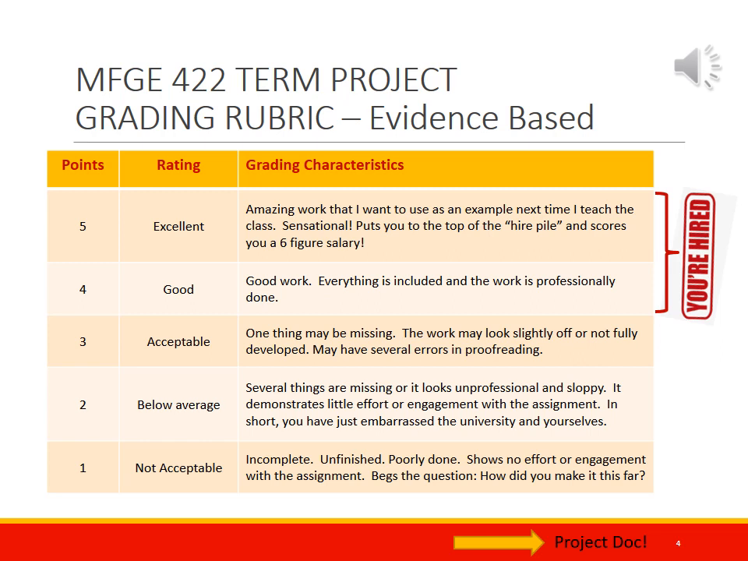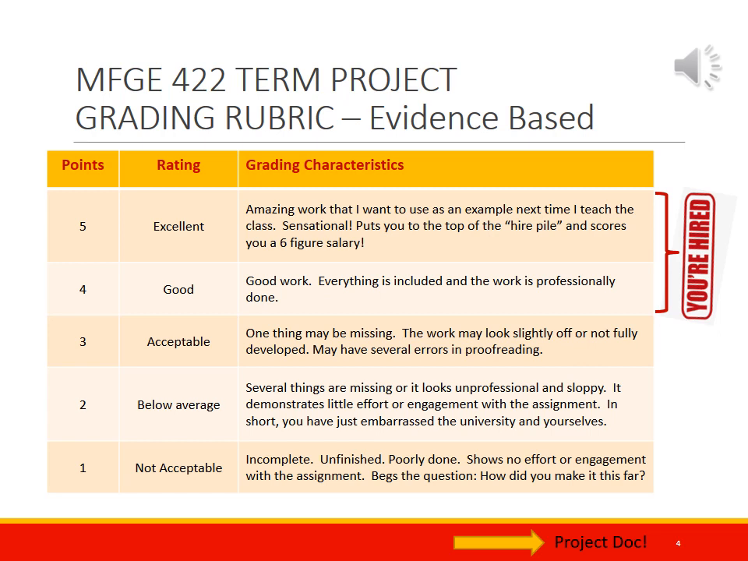Incomplete or non-existent, right? Excellent and good, 4 and 5, those are the categories that are going to get you higher. That's the stuff that's solid work. But there's a difference between good and excellent. Excellent at the top, number 5, 5 points. It's amazing work. I want to be able to use it as an example next time I teach the class. Sensational, all right? It puts you at the top of the hire pile. When a hiring manager has to make a decision, you're going to want to have yourself be in the position of excellence to have that decision gravitate towards you.